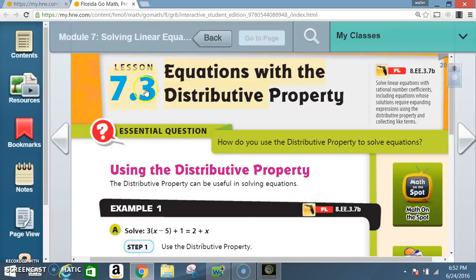Lesson 7.3, Equations with the Distributive Property. Example 1.